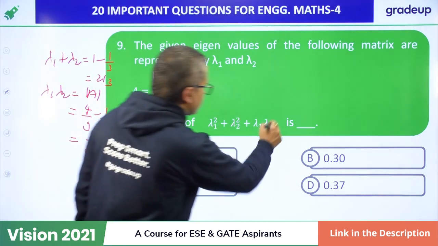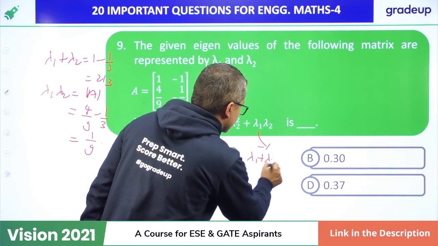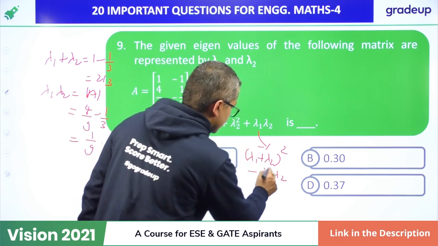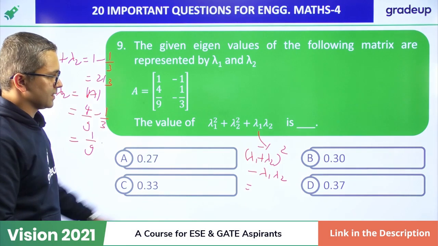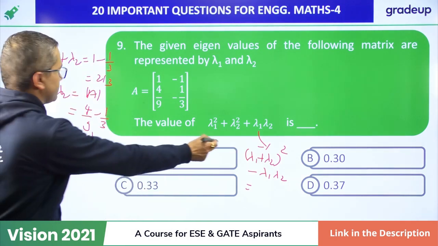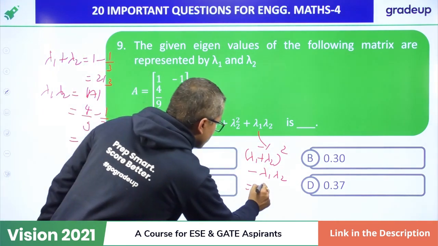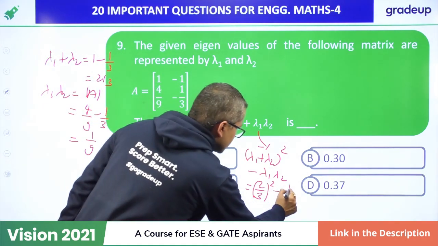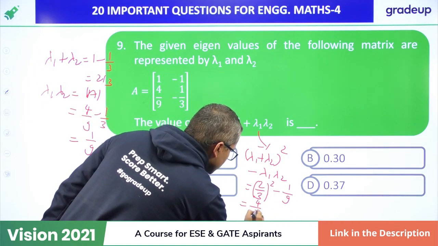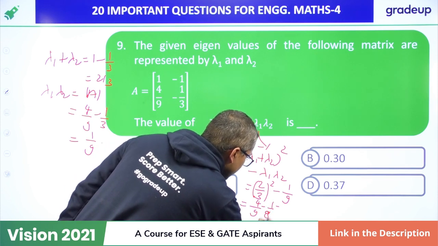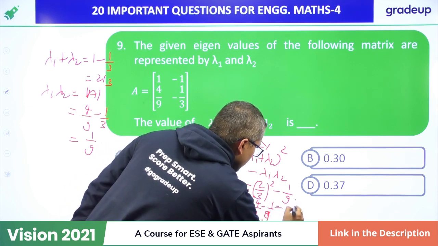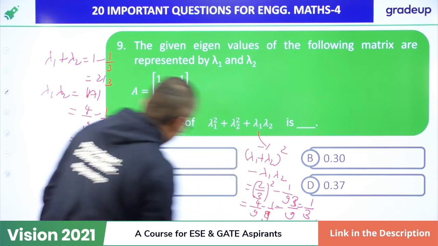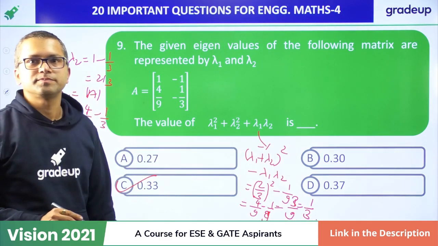So this is nothing but lambda 1 plus lambda 2 whole square minus twice lambda 1 lambda 2. It can be written like this. So lambda 1 plus lambda 2 whole square becomes 2 upon 3 whole square, minus twice lambda 1 lambda 2, that is 1 upon 9. So this is 4 upon 9 minus 1 upon 9, which is nothing but 3 upon 9 equals 1 upon 3. So 0.33 is the correct option over here.